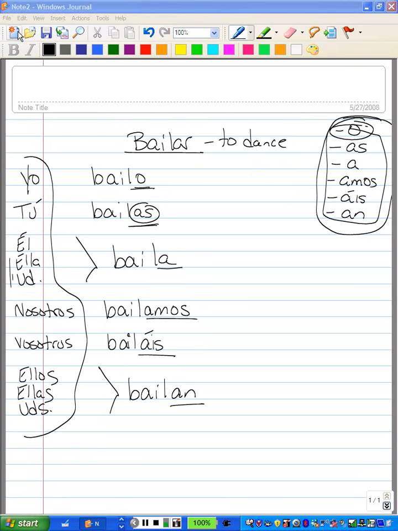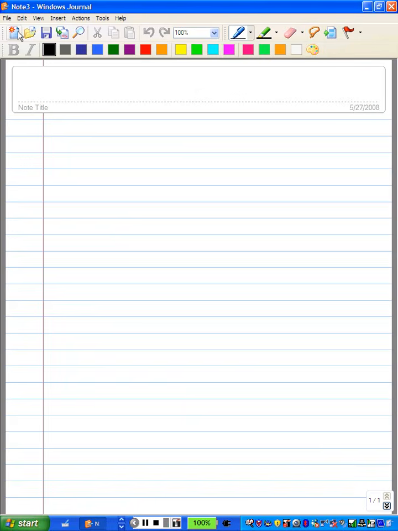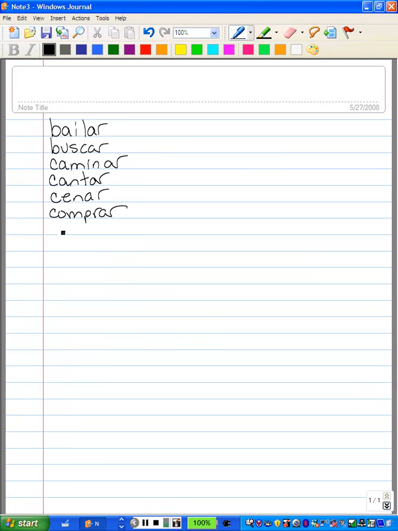Alright, let me give you another example. On page 51, you have these verbs. You have bailar, buscar, caminar, cantar, cenar, comprar, etc. You have an entire list there, and again, I think there's around 30.